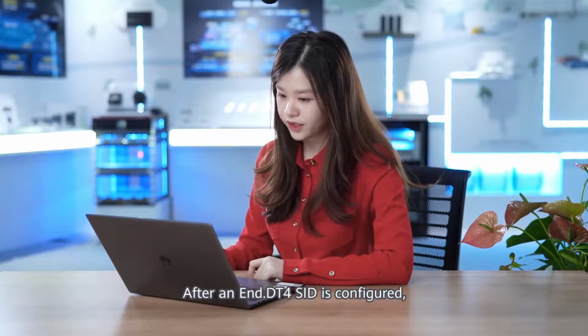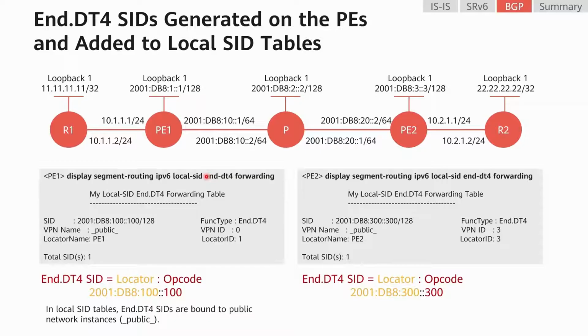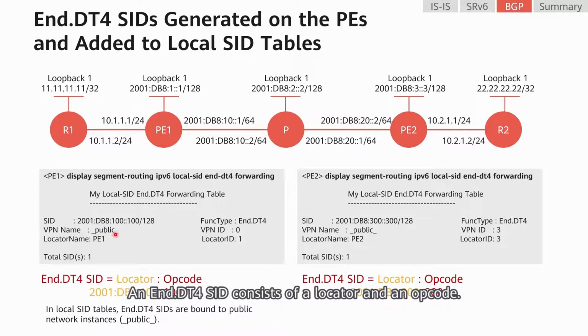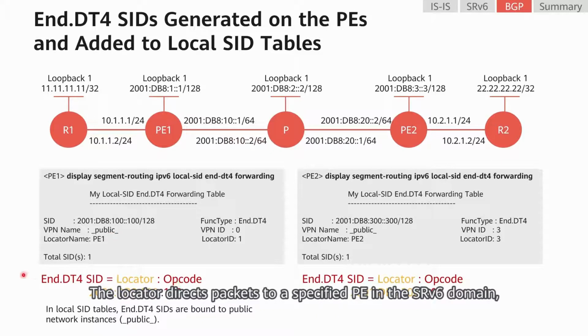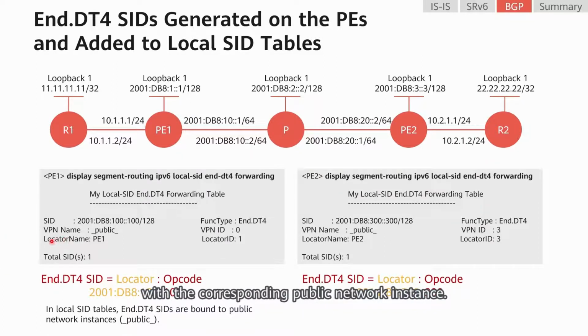After an End.DT4 SID is configured, it is added to the local SID table. In the local SID tables on P1 and P2, we can see that each End.DT4 SID is bound to a public network instance. An End.DT4 SID consists of a locator and an opcode. The locator directs packets to a specified PE in the SRv6 domain, and the opcode is used to associate the PE with the corresponding public network instance.